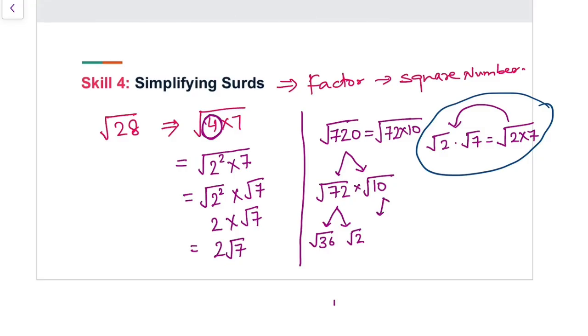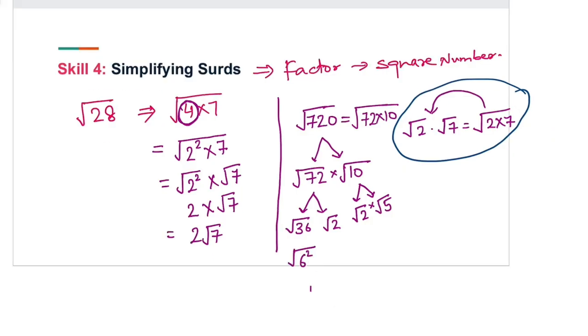We do the same with 10, and 10 doesn't have a square number, but it has square root of 2 times square root of 5, right? So now we have one square number, we have 2 square roots, and we have a root 5, right? What we do here is we know that 6 squared gives us 36, so we can write it as square root of 6 squared. Then square root 2 and square root 2 can be written as square root squared, okay? And then we have root 5 there, okay? And this together makes square root of 720.